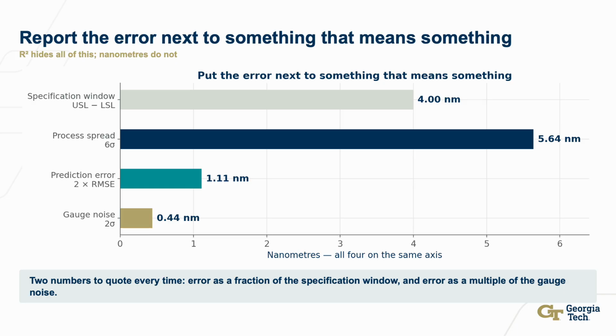So quote two numbers every time: error as a function of the specification window, and error as a multiple of the gauge noise. The first tells a process engineer where the model is useful. The second tells them whether it can be improved. R squared tells them neither.